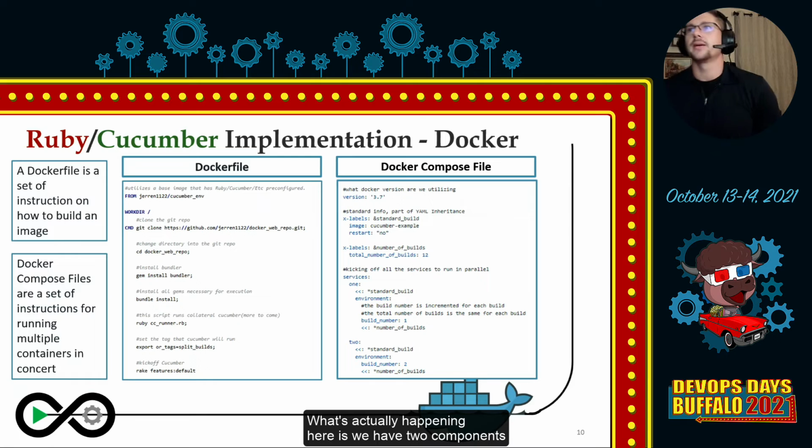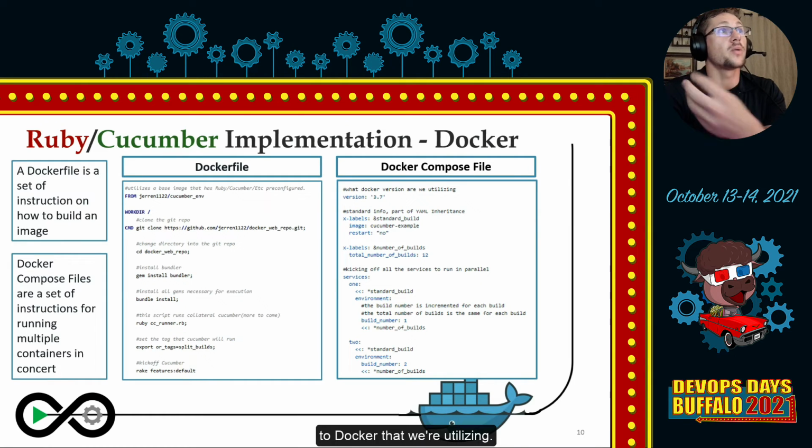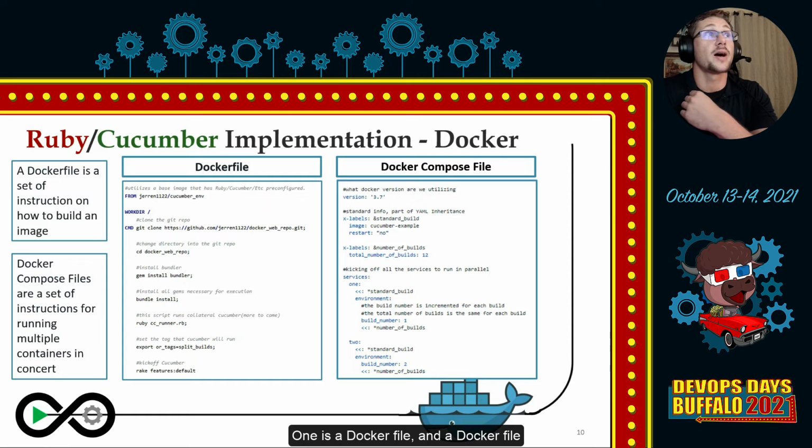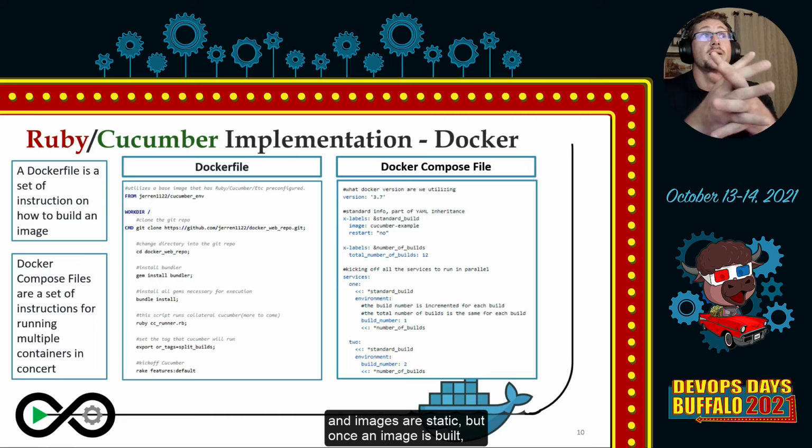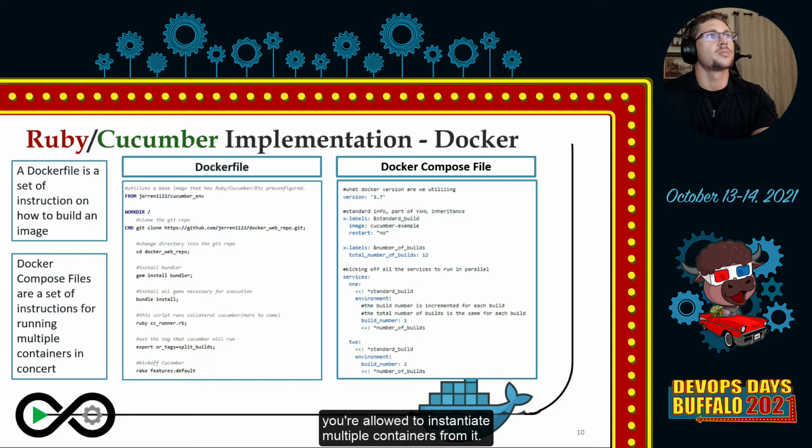What's actually happening here is we have 2 components to Docker that we're utilizing. One is a Dockerfile, and a Dockerfile is a set of specs to build an image. And images are static, but once an image is built, you're allowed to instantiate multiple containers from it. So if you think about an image as a set of instructions, the container then utilizes those set of instructions to build.